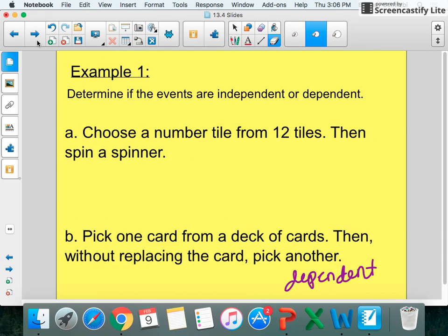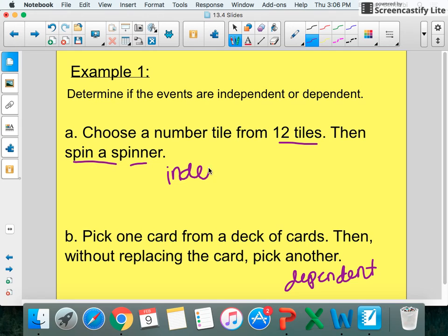So we're going to look at a few examples here. So determine first if these events are independent or dependent. So remember, independent, they don't affect each other, and dependent, they do. So choosing a number tile from 12 tiles and then spinning the spinner. Again, you have tiles and a spinner. So those things have nothing to do with each other. So that would be independent because you're not picking from a different bag of tiles or anything. It's just independent events because they have nothing to do with each other. They're two completely different things.